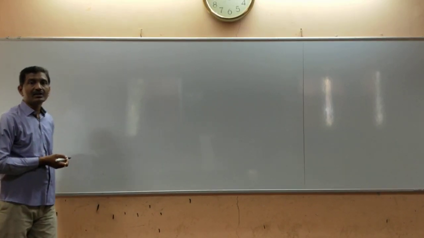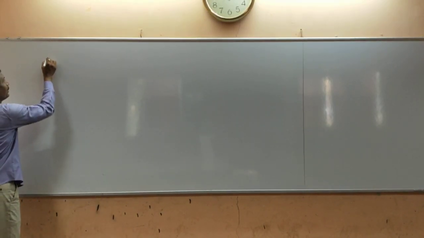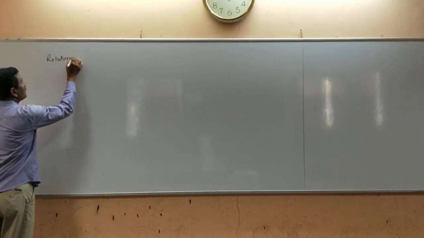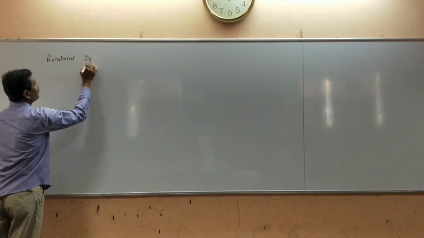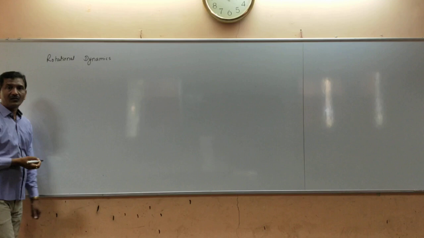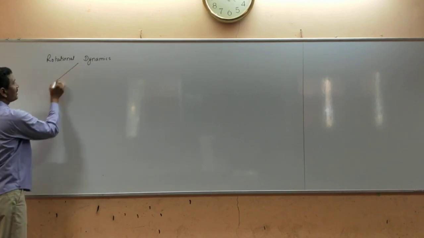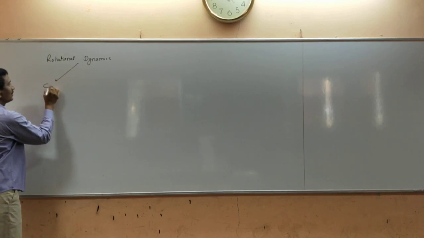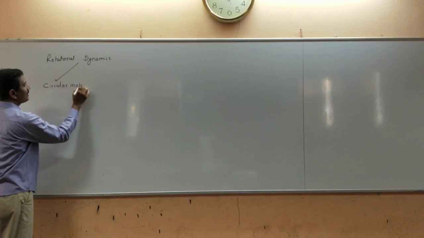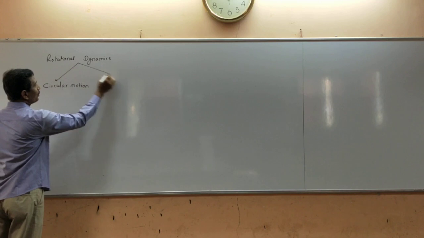We start the first chapter of our syllabus, rotational dynamics. In this chapter, we consider two sections. In the first section, we consider the circular motion, and in the second section, we consider the rotational motion.